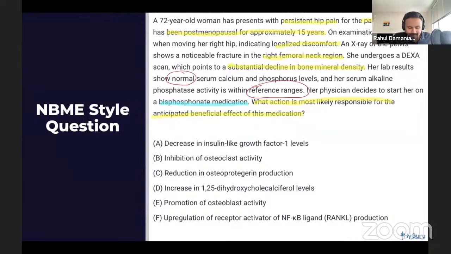Excellent. Well, bisphosphonates, if you are saying inhibition of osteoclast activity, you are absolutely correct. And remember, bisphosphonates have the dronate suffix that you need to know. The other thing that bisphosphonates cause are osteonecrosis of the jaw.